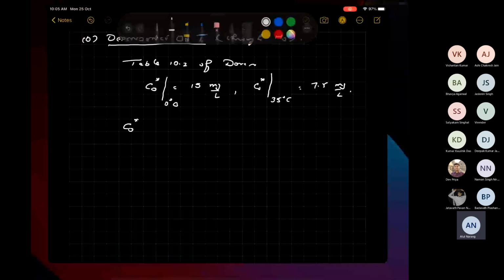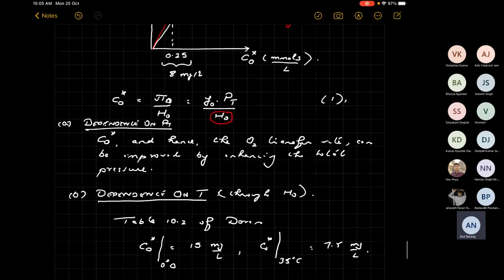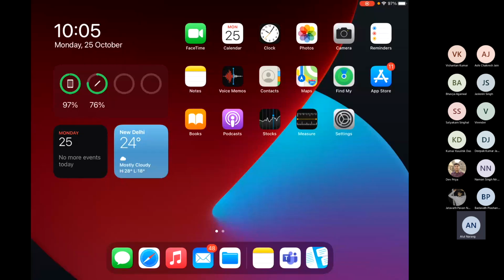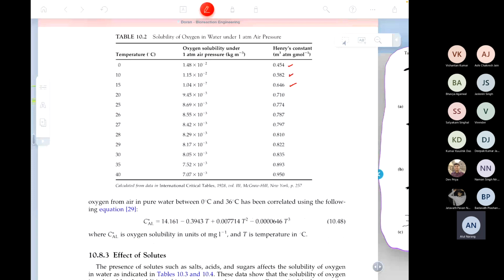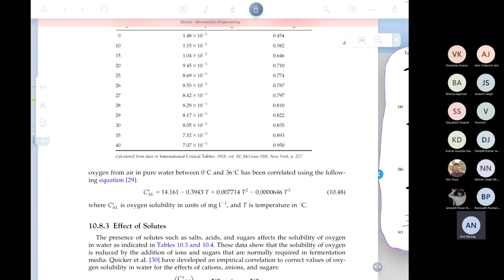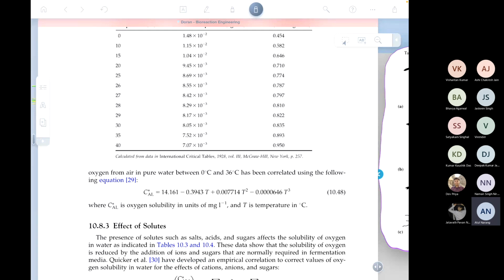I said that the increase of the temperature is tantamount to a shift in the slope of the graph relating the partial pressure to the concentration in the liquid phase. They also say that this data is for pure water, water lacking any salts. For pure water, this entire data has been fitted to equation 1048. Is 1048 visible to you? Is my screen visible? Yes, sir. So they've just fitted it.